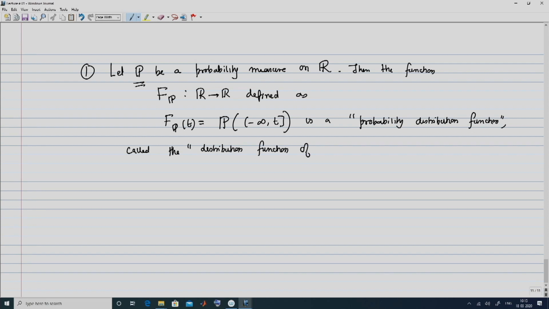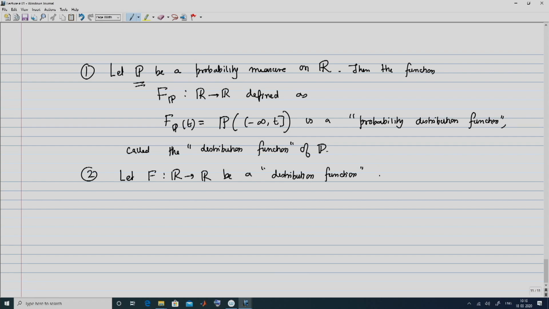of P. And the second result that I want to state is the following: let F from R to R be a distribution function as defined in part 1.